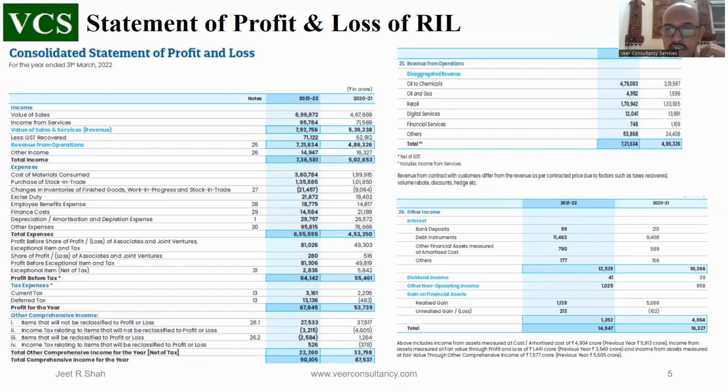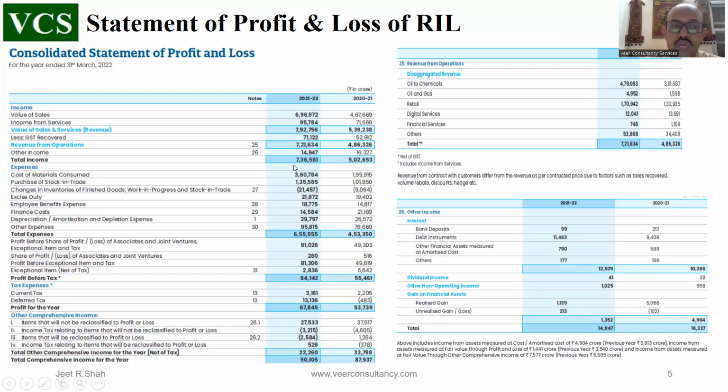Then we have other financial assets measured at amortized cost, others. So we have interest income that comes over here as 12,529. Then they also have dividend income, that is the income that they receive from dividends in the companies where they have stakes. Then we have other non-operating income 1025. Then gains on financial assets, realized gains, unrealized losses. So there are all those financial assets, it can be a mutual fund, it can be a share, something where they are able to trade it.